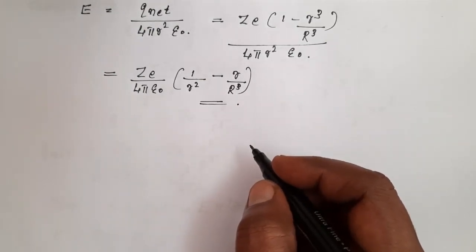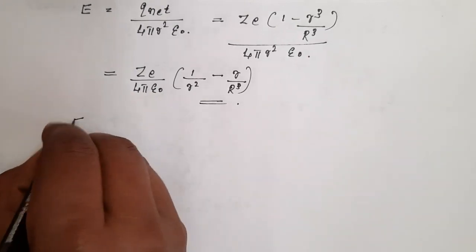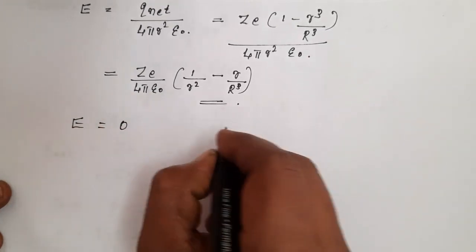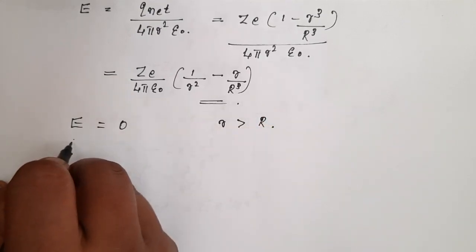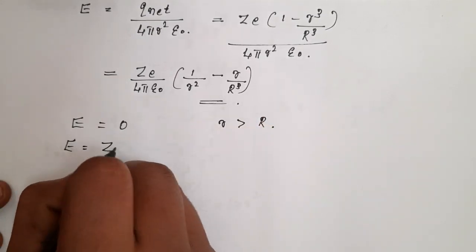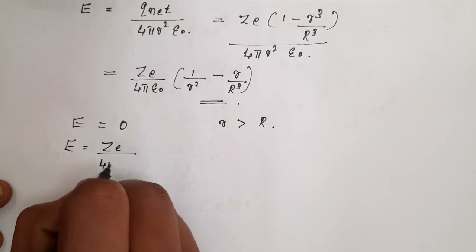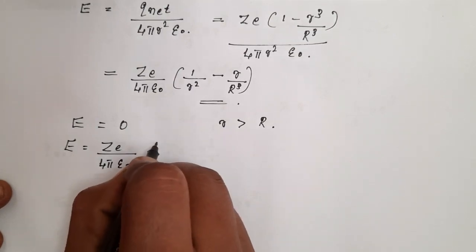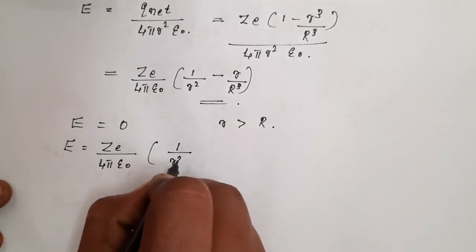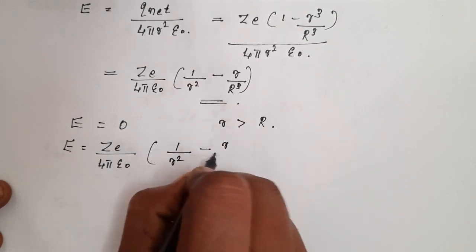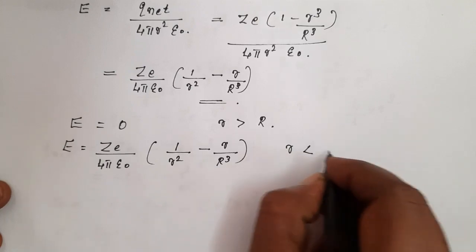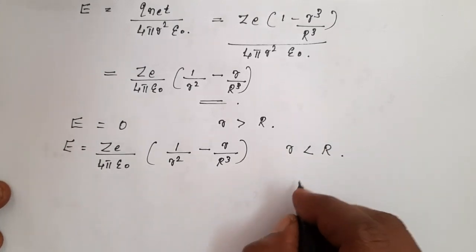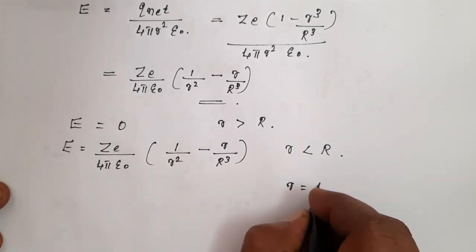So what we found is the electric field E is equal to 0 when small r is greater than capital R, and the electric field is equal to Ze by 4 pi epsilon 0 into 1 by r square minus r by R cube when small r is less than capital R, and the case when r is equal to R.